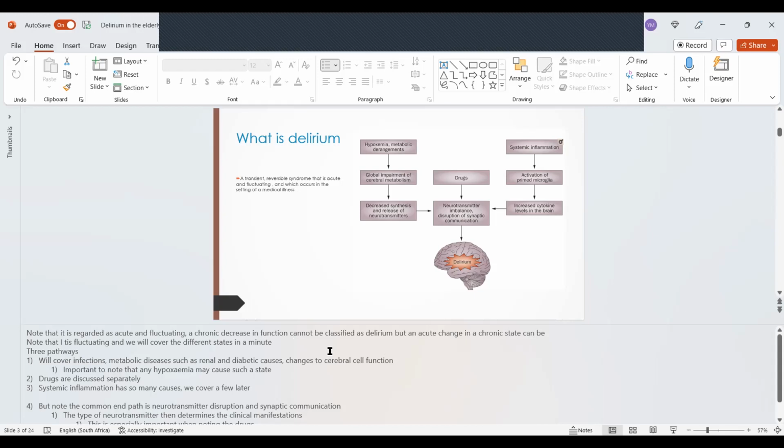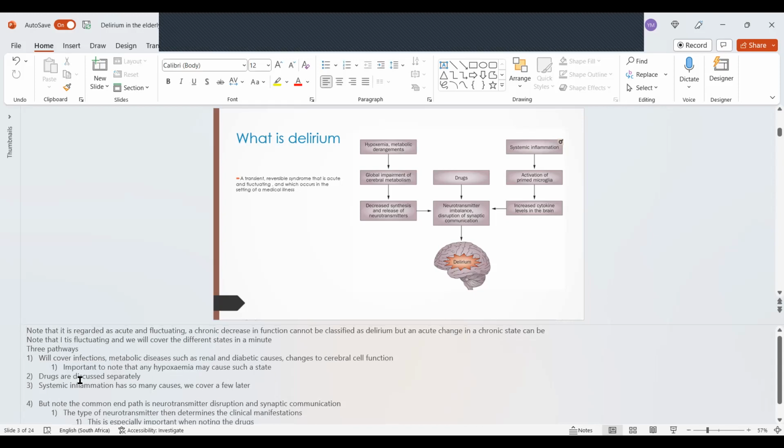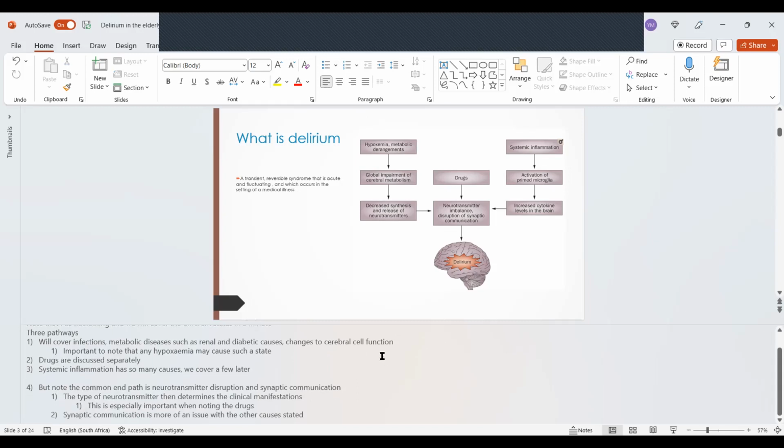There are 3 pathways. Pathway number 1 will cover infections, metabolic diseases such as renal and diabetic causes, and changes to cerebral function. It is important to know that any hypoxemia may cause such a state. These are the disease states that we're looking for. Then drugs we'll talk about as well. And systemic inflammation has so many causes in the elderly. Again, we'll talk about it in a little while.